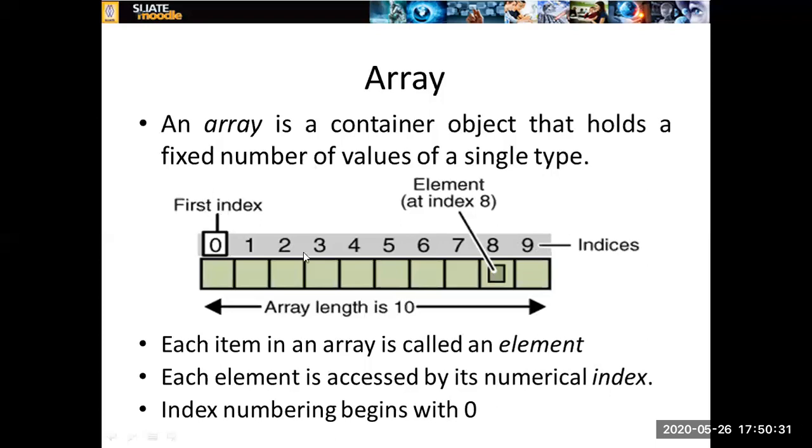Right? So these are the indexes. Using these indexes, you can either insert values into this array, or you can get whatever values are inside this array by using indexes, right? Okay. And each item in an array is called an element. So if you are storing some values here, those values are called elements. And as I explained, the numerical indexes are there to refer to each and every element.